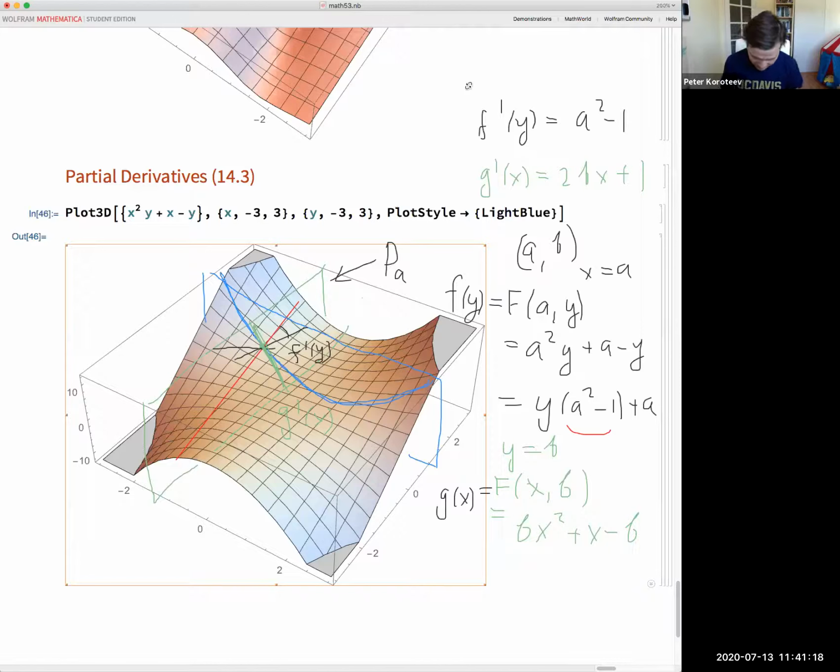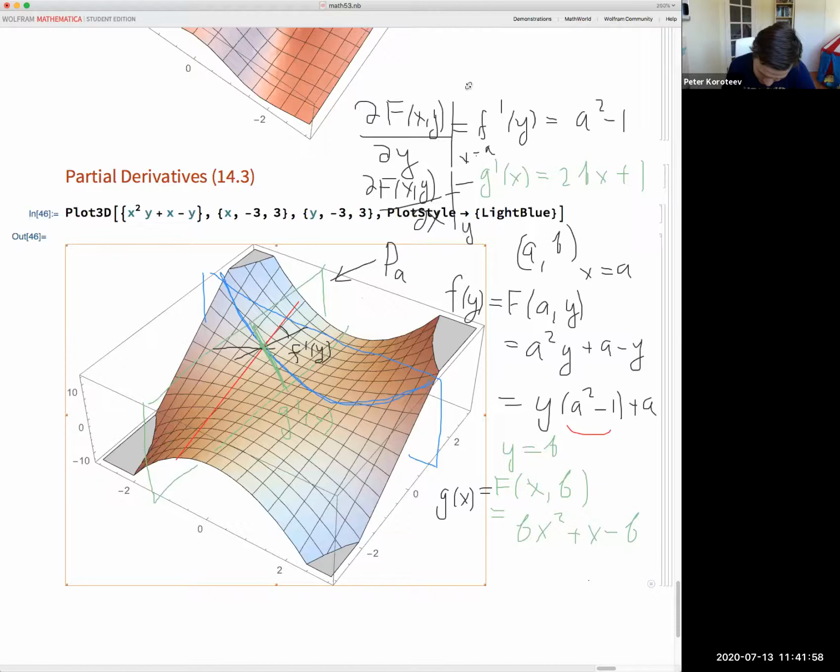So I'll give you the formal definition in a second, but we'll call these guys the partial derivatives. There's a symbol: partial f of x, y over partial y, and this will become the partial derivative partial f of x, y over partial x. And here you evaluate the derivative at x equals a, and here you evaluate the derivative at y equals b.